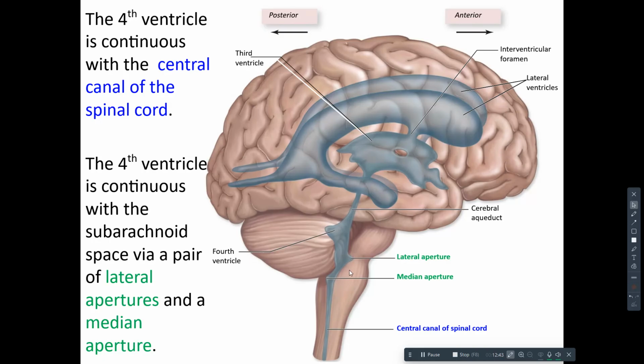Then the fourth ventricle has an opening in the back middle of it called the median aperture, and an opening in each side called the lateral aperture on each side. And those apertures allow the CSF to get into the subarachnoid space, which then surrounds the brain. Now, of course, some CSF just goes straight down from the fourth ventricle into the central canal of the spinal cord.